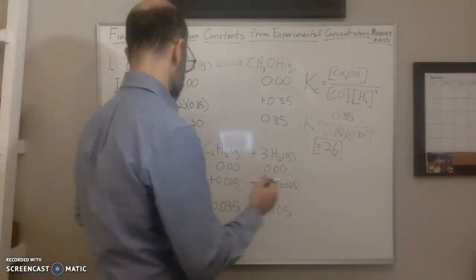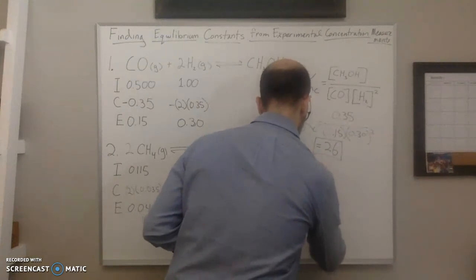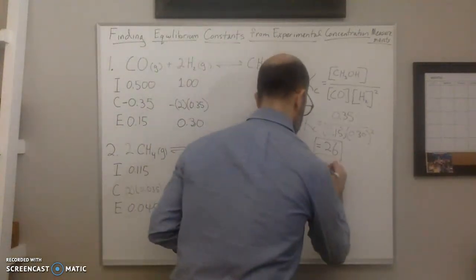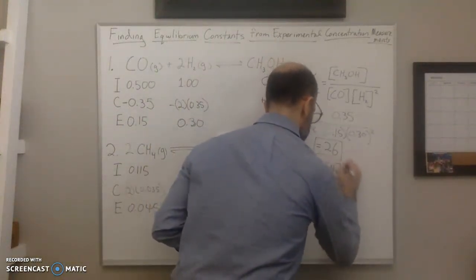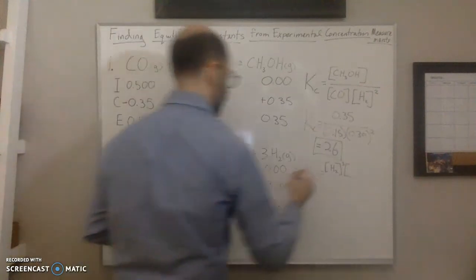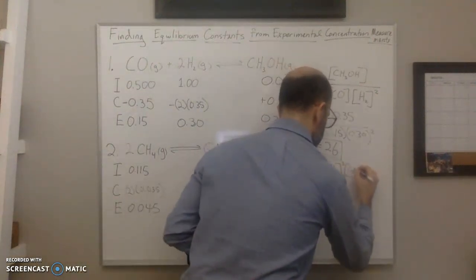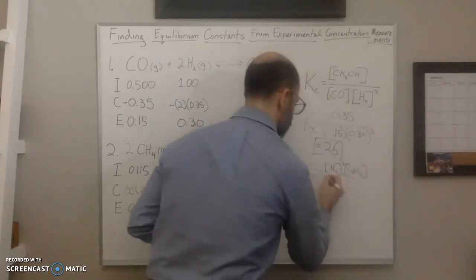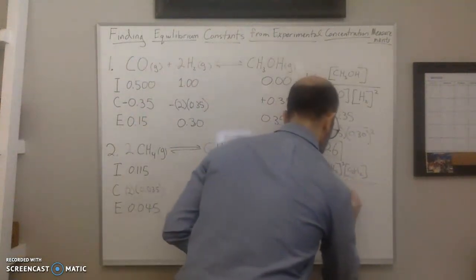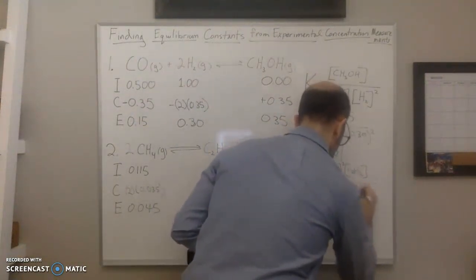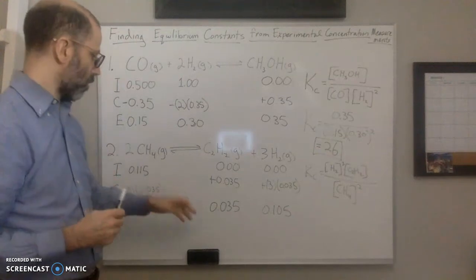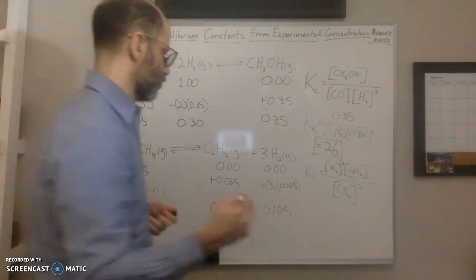now I can put that into the expression. So let's write out our expression. Here, the Kc is going to be equal to the concentration of H2, hydrogen, to the third power, multiplied by the concentration of C2H2, all over the concentration of methane, CH4, squared because of the 2 coefficient. And so now all I need to do is plug these values into the expression.